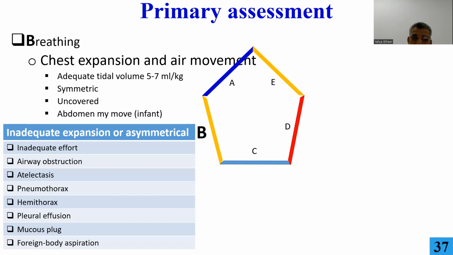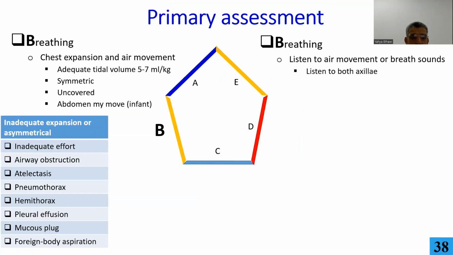the causes are inadequate effort, the patient is tired, there's airway obstruction, maybe there is atelectasis, or maybe there is pneumothorax, where there is air around the lung preventing the negative pressure, and that's why the patient will not breathe. There is hemothorax, there is blood around the chest. There is pleural effusion, there is fluid around the chest. There is a mucus plug, or there might be a foreign body. All cause inadequate expansion and or asymmetrical expansion.